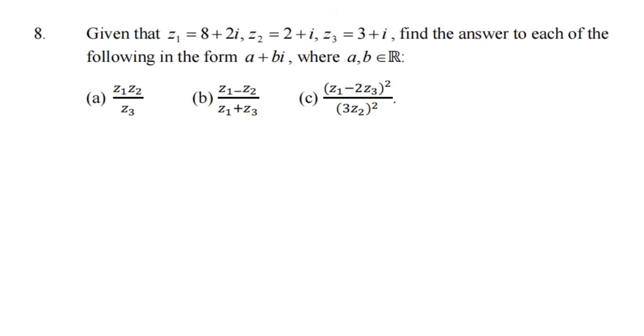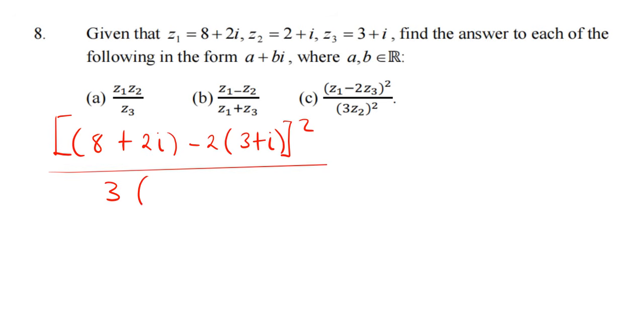So let's solve C. For C, we've got Z1 minus 2Z3. I'm just going to be replacing Z1, which is 8 plus 2i, then minus 2 times Z3, which is 3 plus i. Then there's a square for everything, so the square will be outside, divided by 3 Z2. Z2 is 2 plus i, so this will be squared. Now I'm supposed to solve this expression.